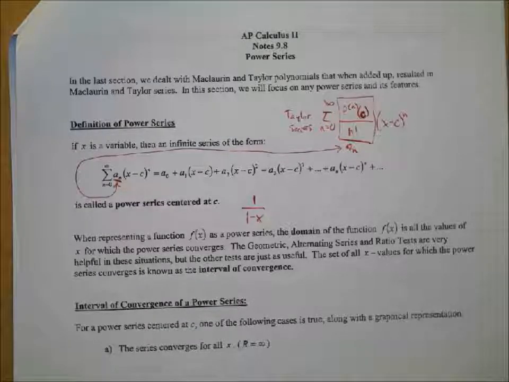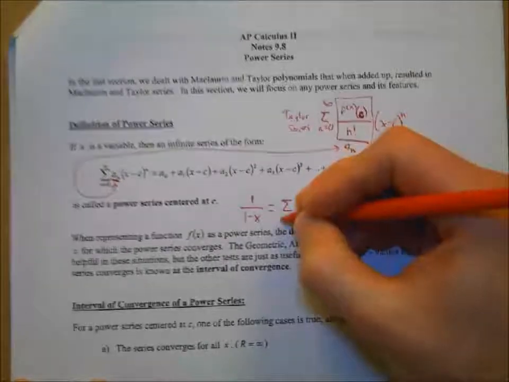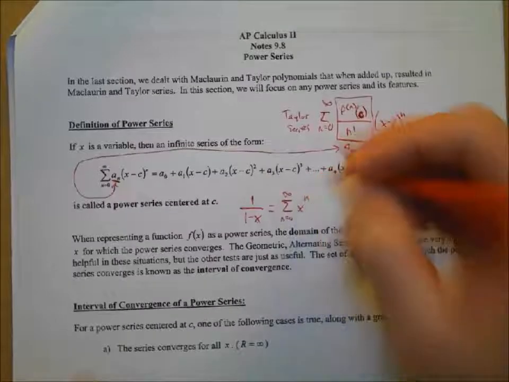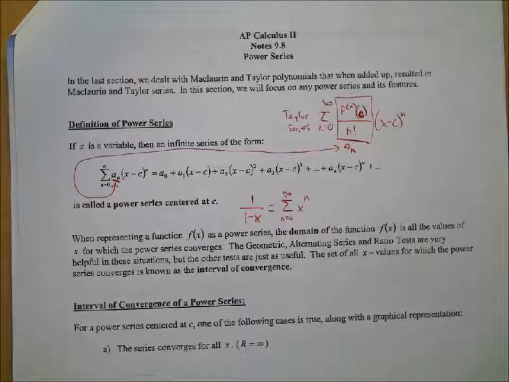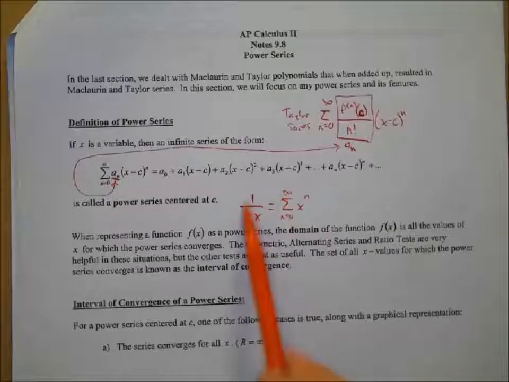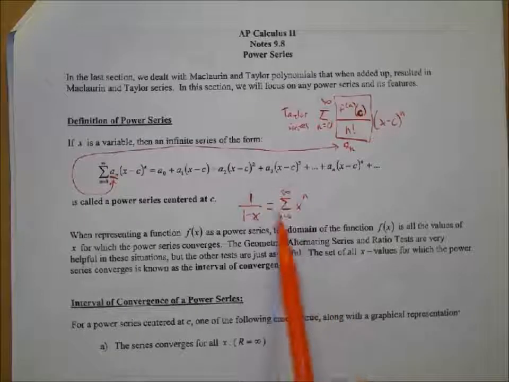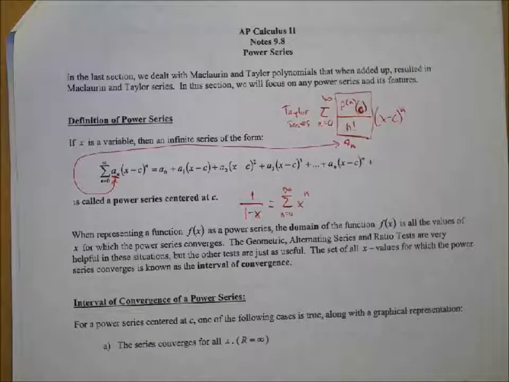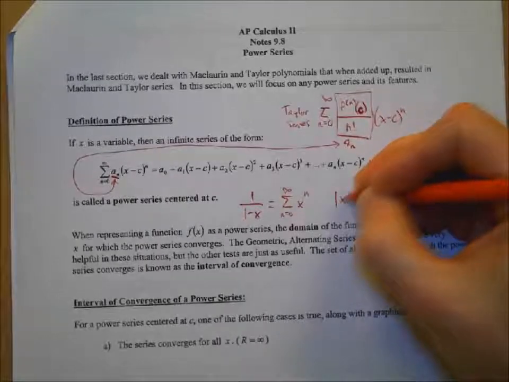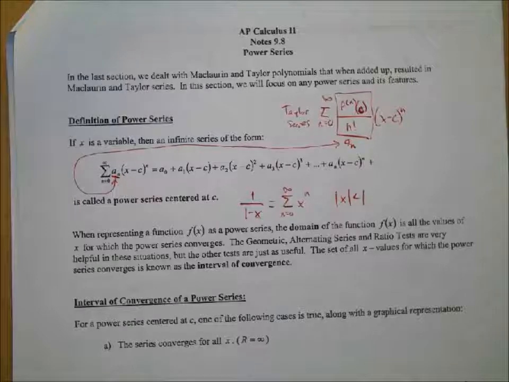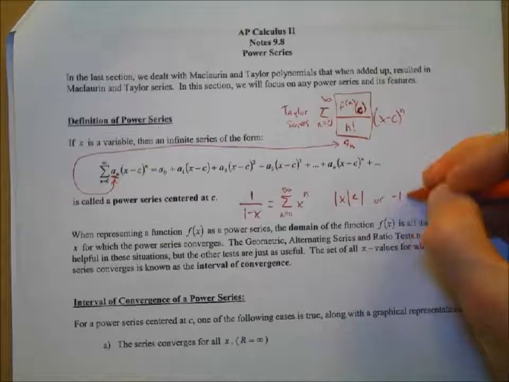That is a function, and we can talk about the domain of the function here. First of all, the series, if you recall, is the sum from n equals 0 to infinity of x to the n. But the domain of this function is all the values of x for which the power series converges. We had the stipulation that this series only converges for what values of x? Do you remember? The absolute value of x must be less than 1, or in other words, -1 less than x less than 1.